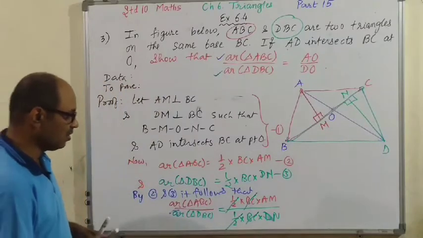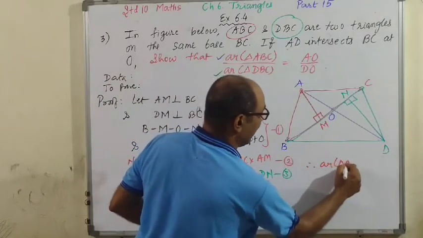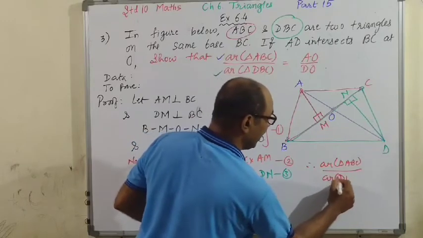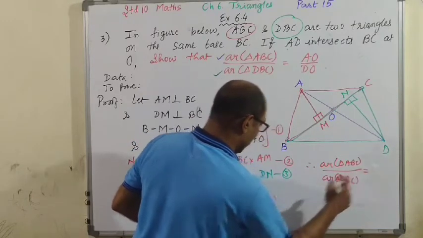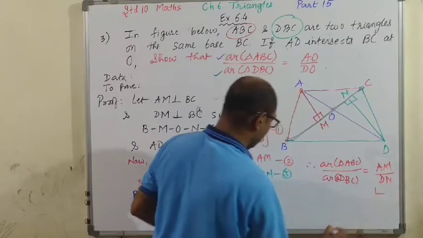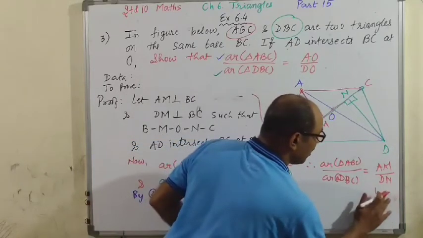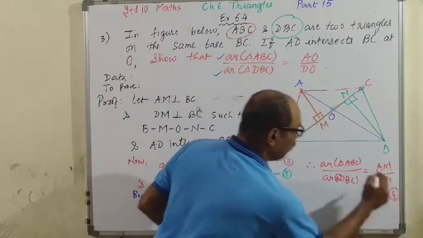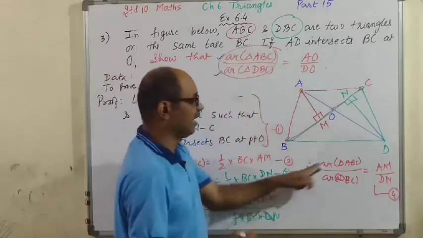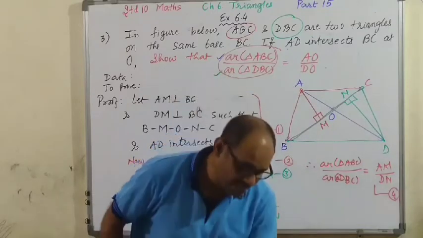Wow, we are very close. Therefore, area of triangle ABC upon area of triangle DBC is equal to AM upon DN. We will call this result 4, because the target is not achieved, children. This is result number 4. Because what we want is area of triangle ABC upon area of triangle DBC equal to AO upon DO, but here we got AM upon DN.